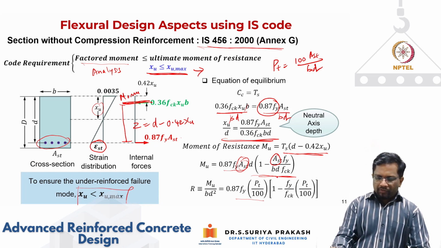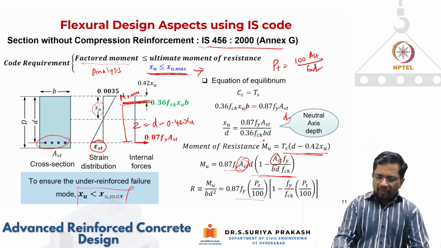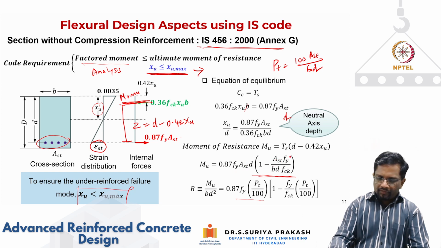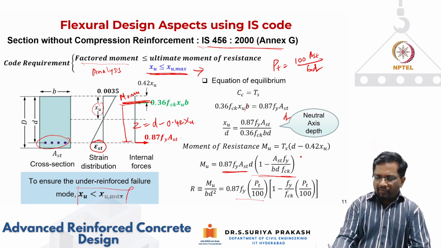So basically now if you go back and look at this, how do we get from here to here? Look at this value. This is very straightforward: 0.87 Fy AST. And when I take D out, it is going to be 1 minus 0.42 Xu by D. So when I take D out, it will be 0.87 Fy Ast multiplied by D times 1 minus 0.42 Xu by D, right?